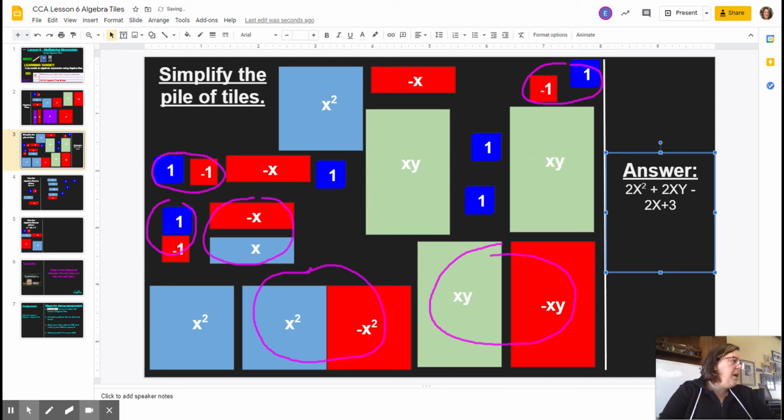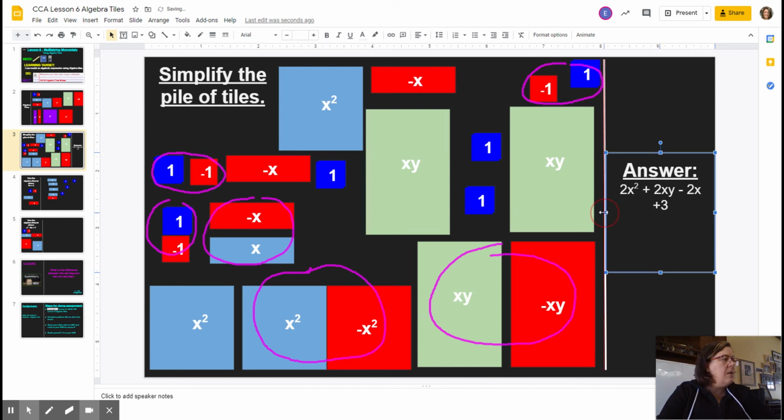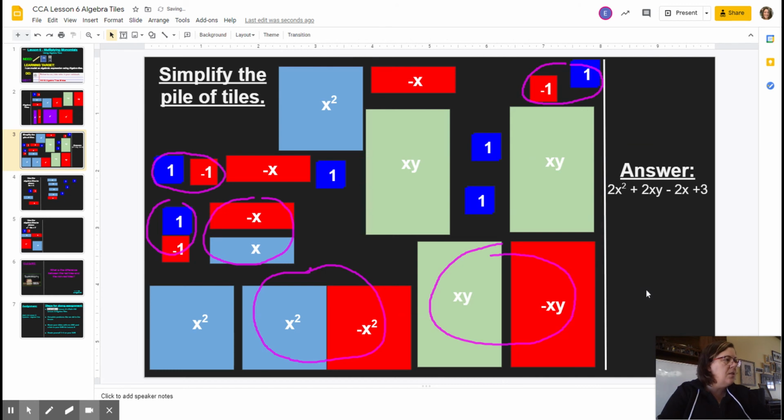So if we had this pile of algebra tiles in front of us, this is how we would write that answer. I didn't realize my caps lock was on. So simplify it, drag and drop, put tiles next to each other to cancel them out so that they make zero pairs. Simplify it, right? Simplifying algebraic expressions, it's like combining like terms. And then you tell me what's left over, okay?